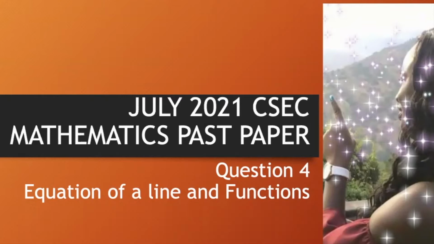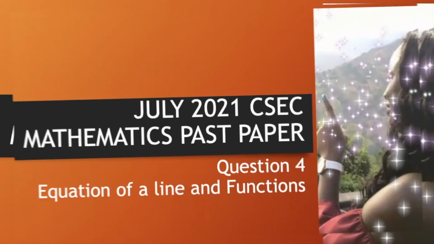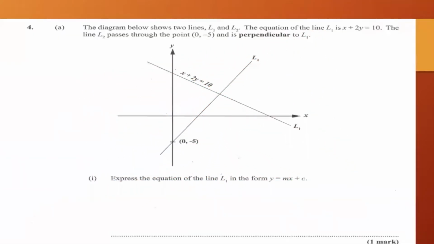Question 4. It will be on equation of a line and functions. Let's get started. Question 4 states, Part A, the diagram below shows two lines, L1 and L2. The equation of the line L1 is x plus 2y equal 10. That's this line. The line L2 passes through the point 0, -5 and is perpendicular to L1.